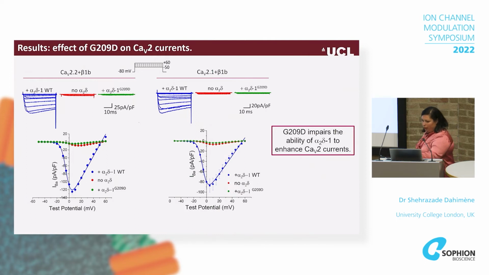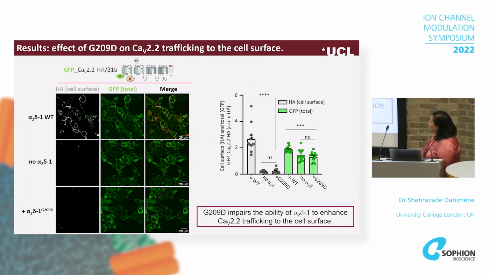So the next question was whether this lack of functional expression of CaV2.2 was due to a lack of trafficking. For that, we expressed a double-tagged CaV2.2 with a GFP in the N-terminus, and this allows us to see the total protein that is expressed, shown here, and the HA tag, which is in the extracellular loop, so we can detect what is at the cell surface. Again, in all conditions, the beta subunit was expressed with either wild type or mutant alpha2delta, and compared to the no alpha2delta condition.